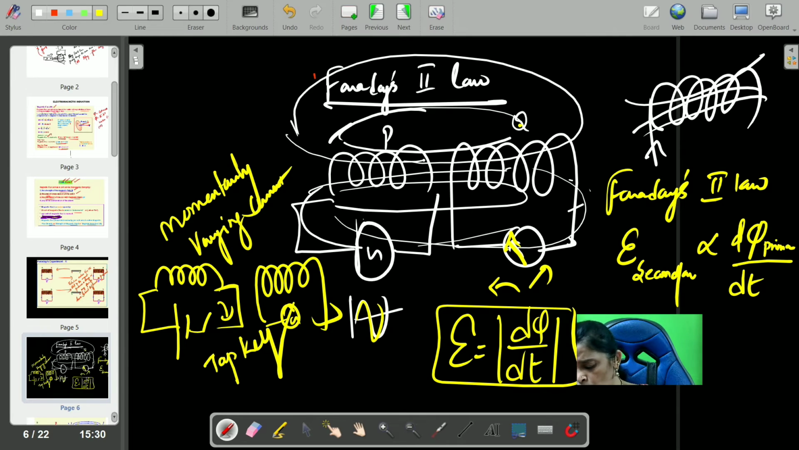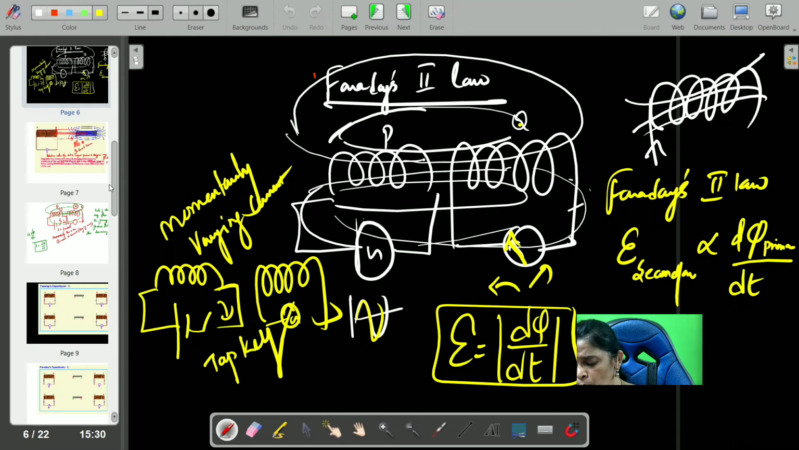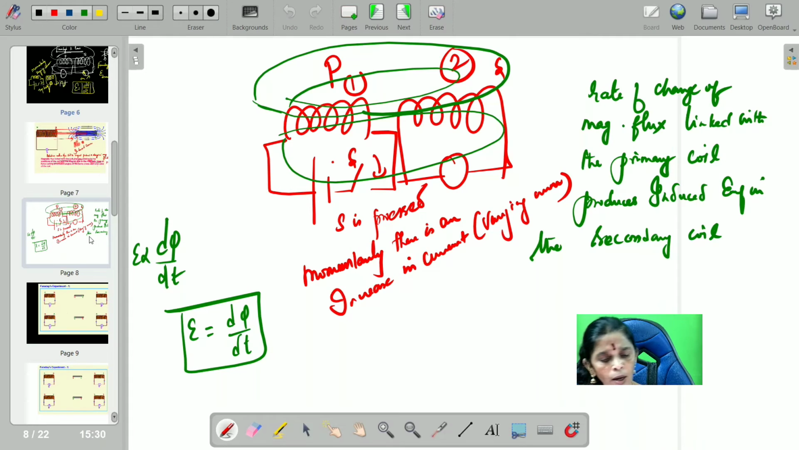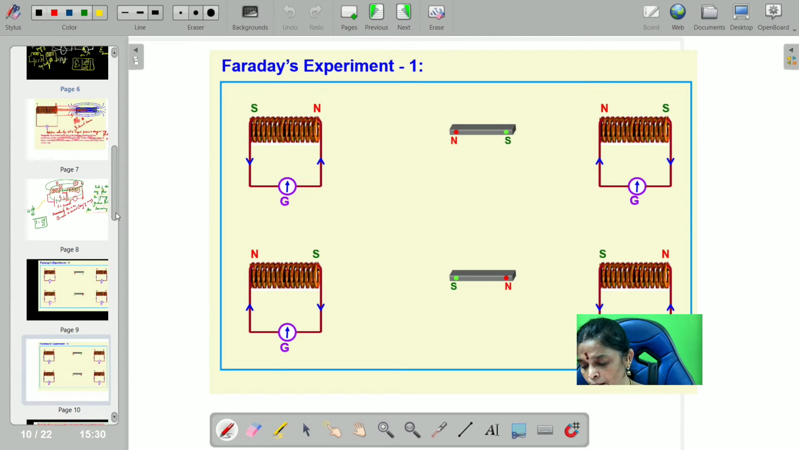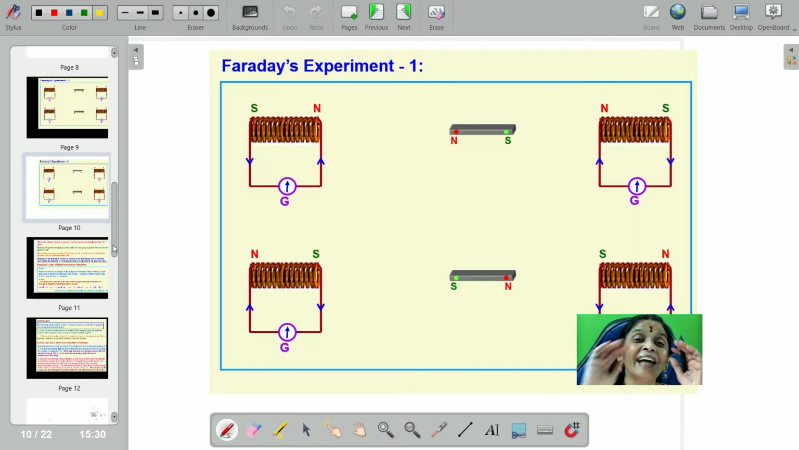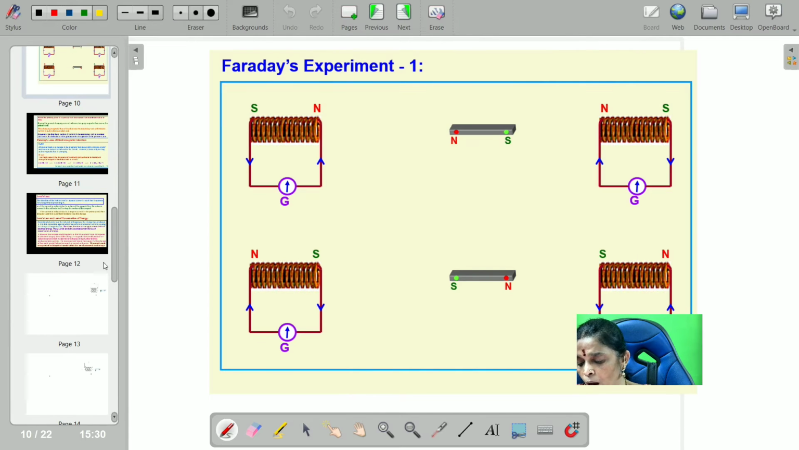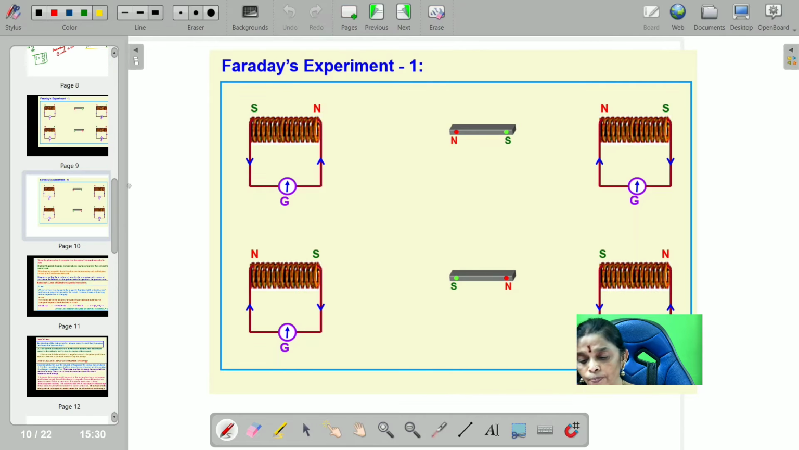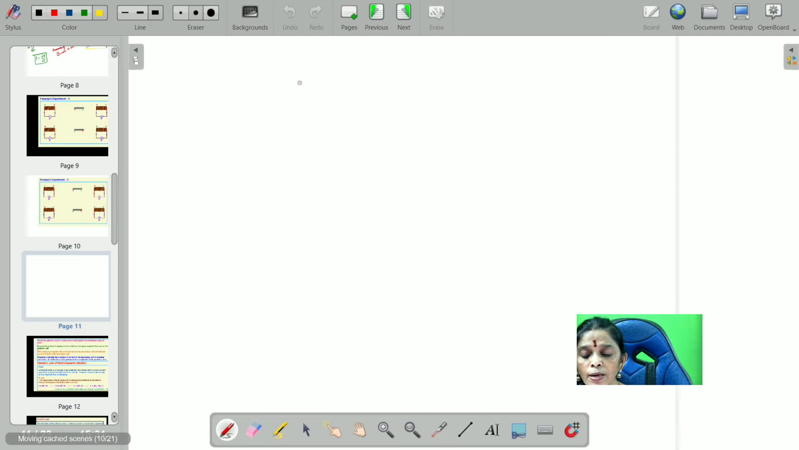Right? So now next comes a very important concept. Second law over. I have already told you, the rate of change of magnetic flux linked with the primary coil produces induced EMF in the secondary coil. E is directly proportional to d phi by dt. So we have seen that. Next, how to find out the direction of the induced current. Okay, how to find the direction of the induced current. That is called Lenz's law. How to find out the direction of the induced current was given by Lenz's law.